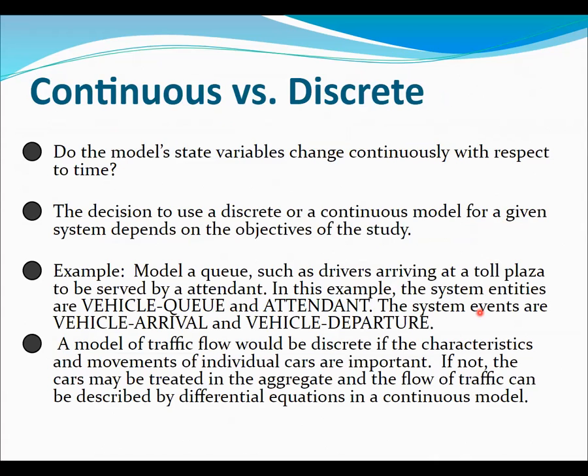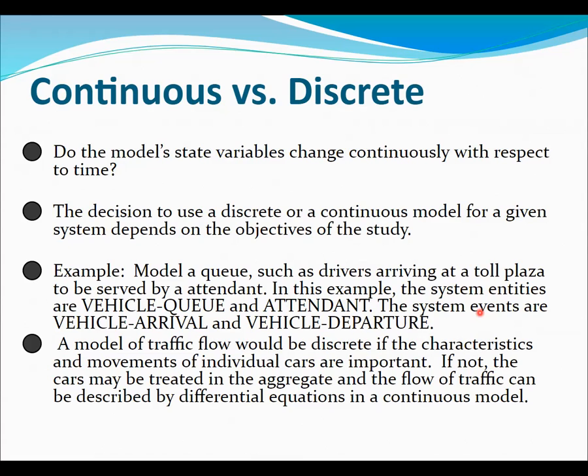Right. And then we can look at continuous versus discrete. This is the second modeling concept that I want to make sure we understand. Do the model state variables change continuously with respect to time? Is the change a continuous change, or is it changing discretely, one event by one event by one event? Now, the decision to use a discrete or continuous model for a given system depends on the objective of the study.